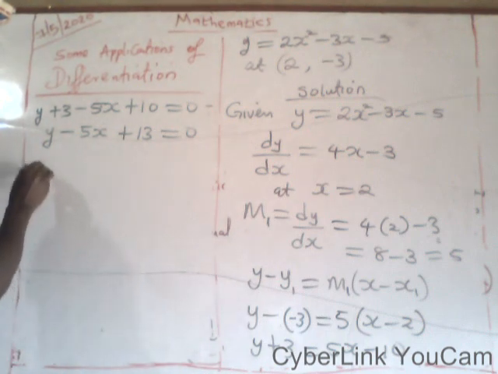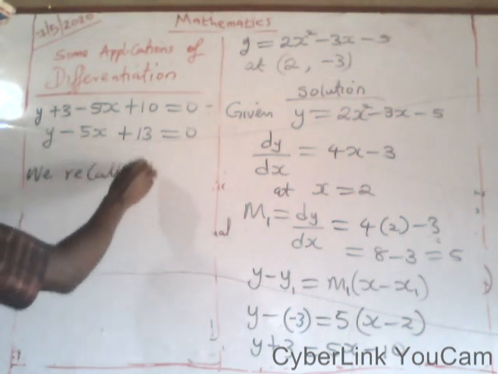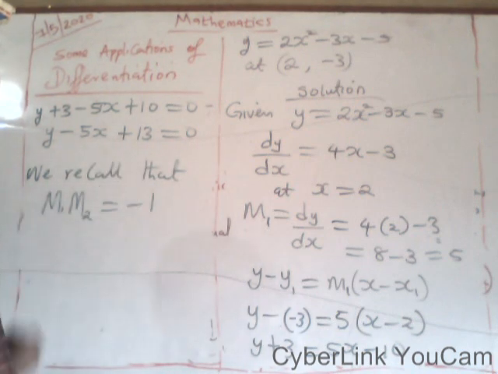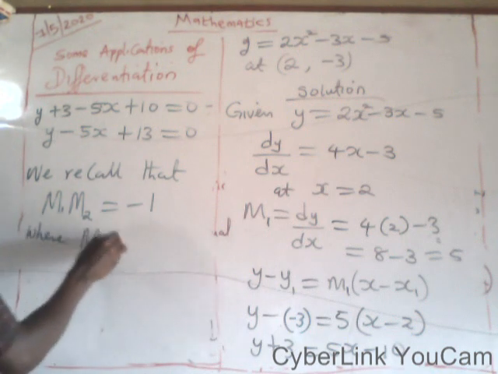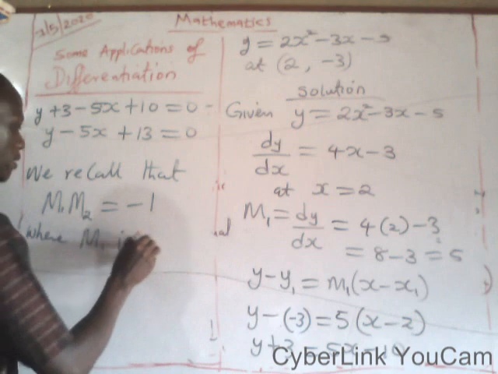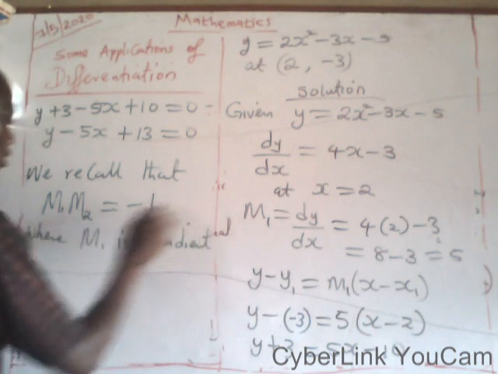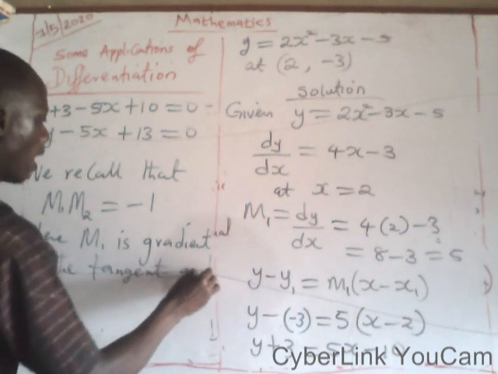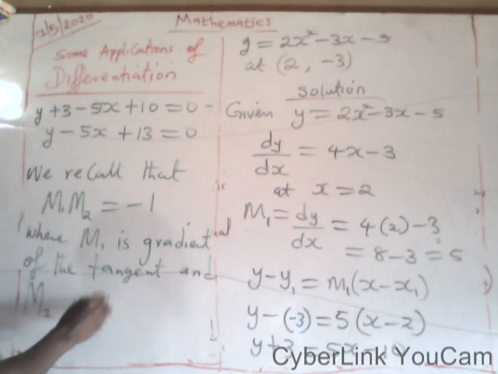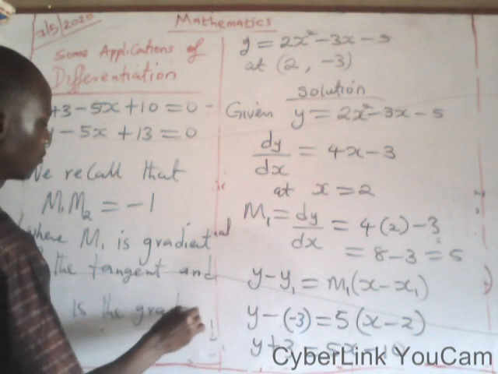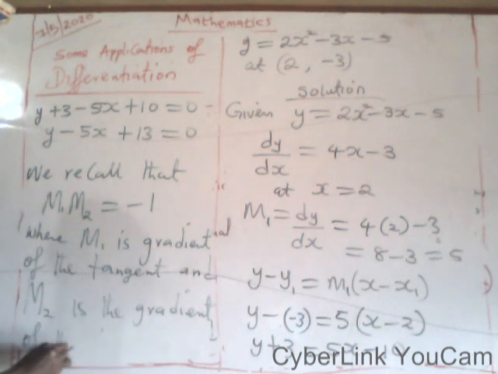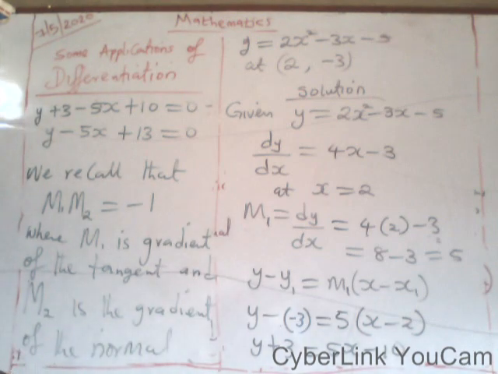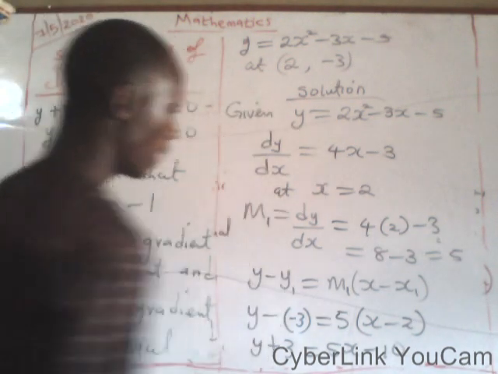You have to recall that M1 multiplied by M2 is equal to minus 1, where M1 is the gradient of the tangent, and M2 is the gradient of the normal to the given curve. Normal. So we need to find the gradient of the normal now using that mathematical expression.